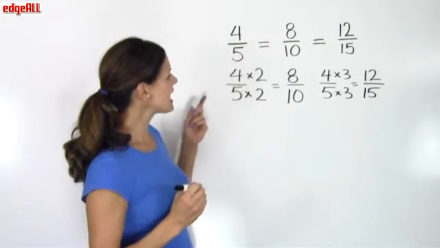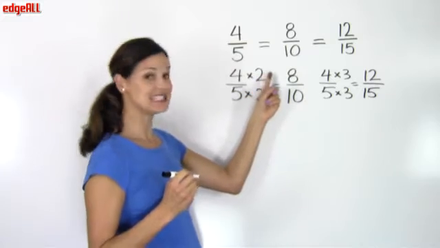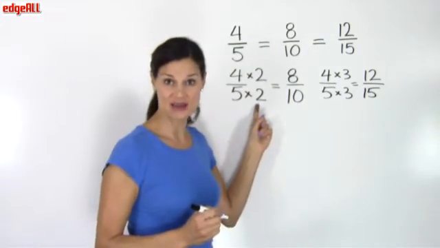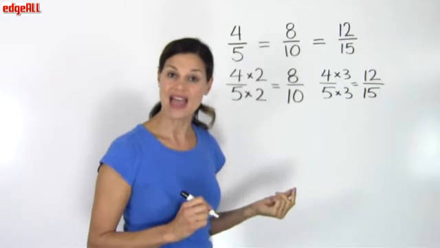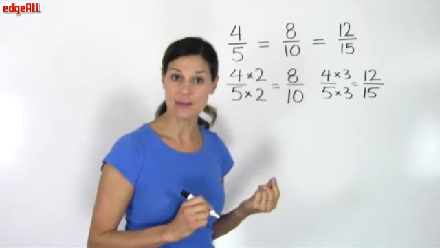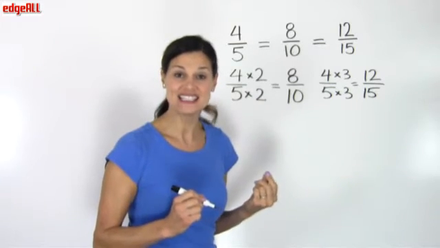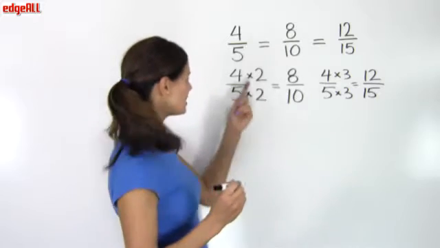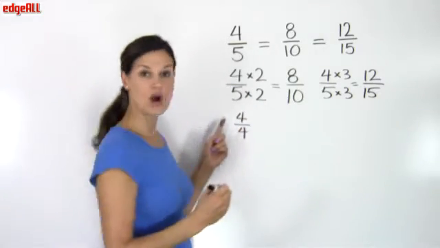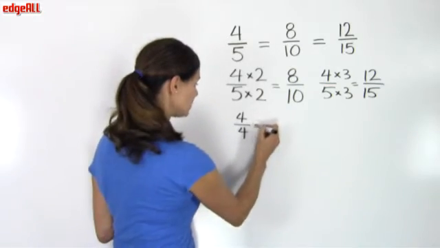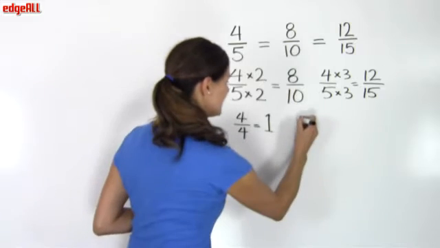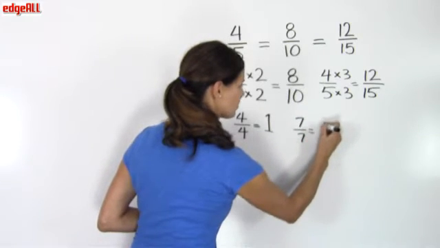This works because a fraction with the same number in the numerator as in the denominator is equal to 1. And anytime we multiply or divide a number by 1, it just stays that number. So let's look at a few fractions here. If I have, for example, 4/4, this is equal to 1. Any number over itself equals 1. 7/7 equals 1.